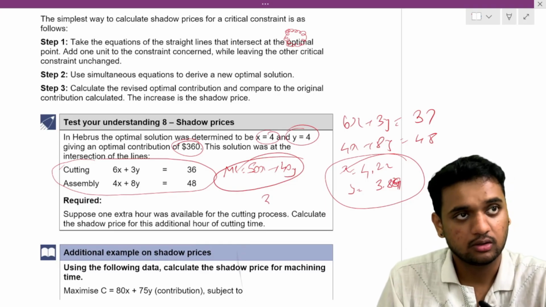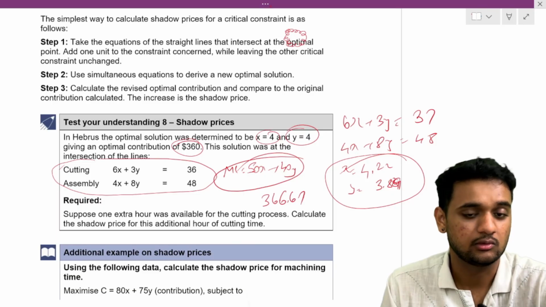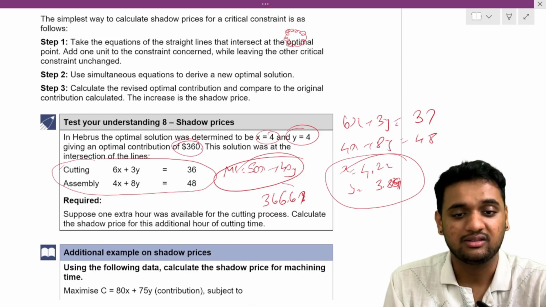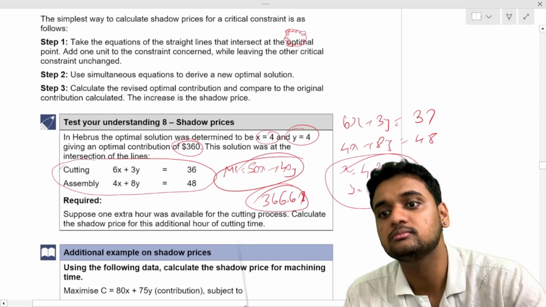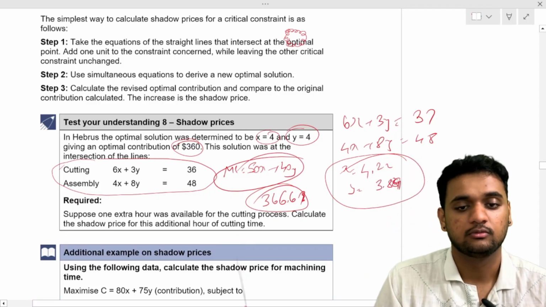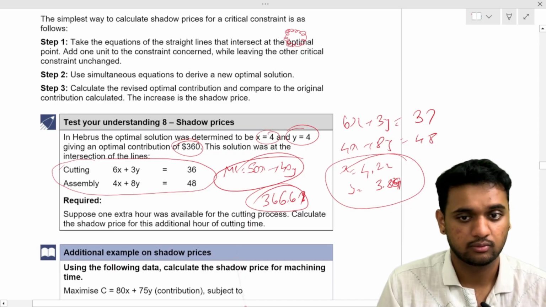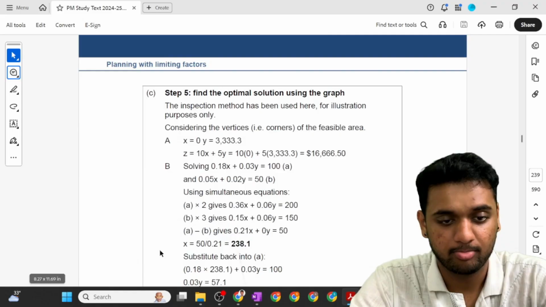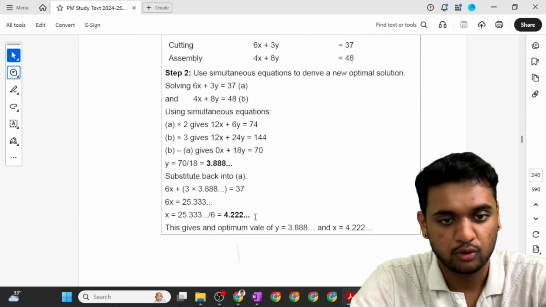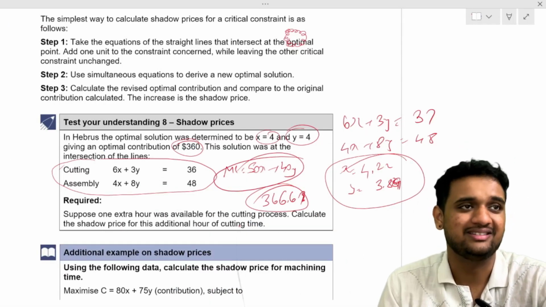We should get 366.67. What are the x and y you got? 3.88 and 4.22. If you substitute 3.888 and 4.222, you should get 366.67. Some miscalculation mistake happened, but it is 366.67.